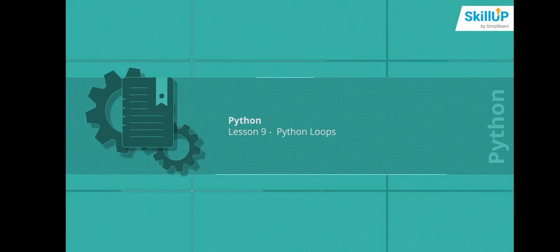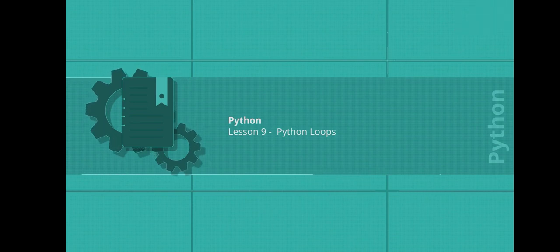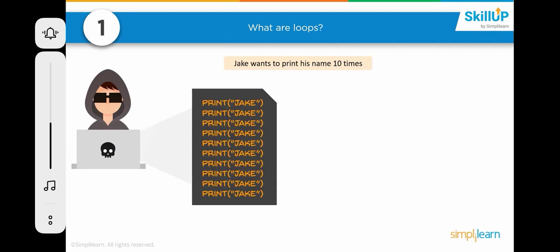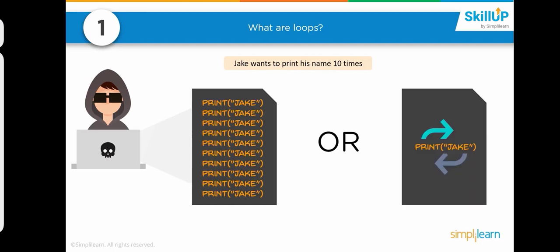Loops in Python. So Jake here wants to print his name 10 times. Now there are two ways of doing this. One is he can literally give 10 print statements for printing his name, or he could use a smarter method and he could have just one print statement and somehow repeat the execution of this one statement.